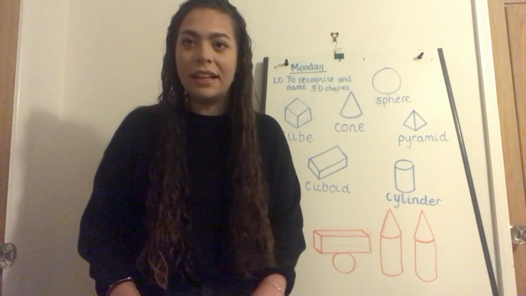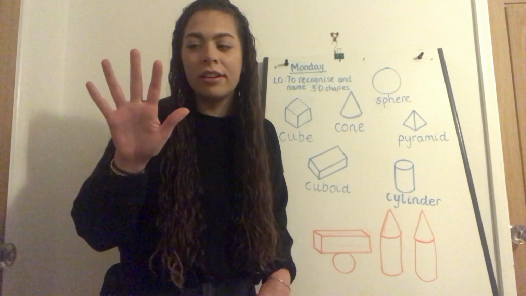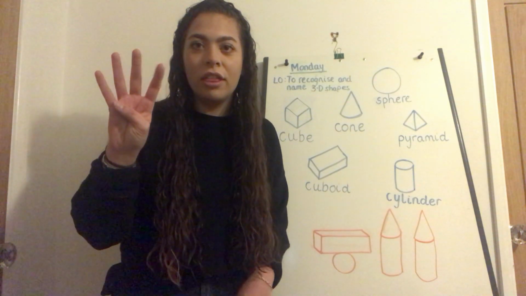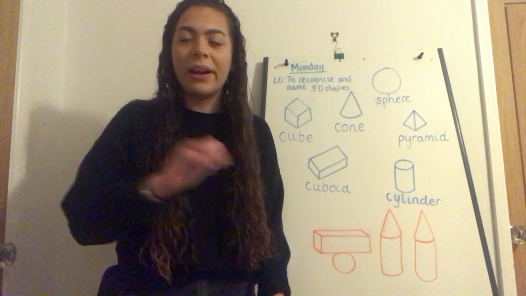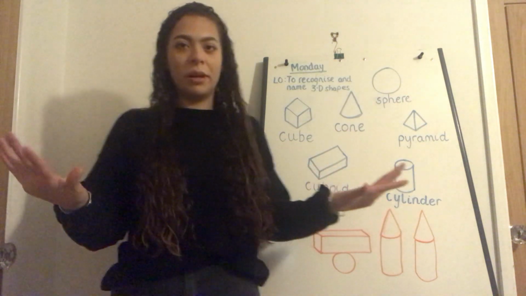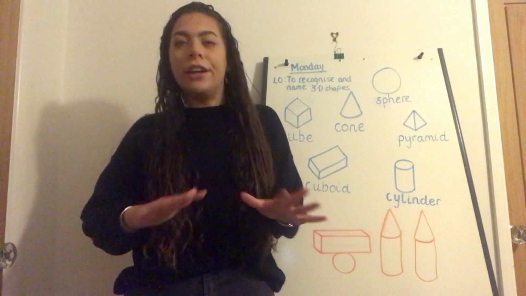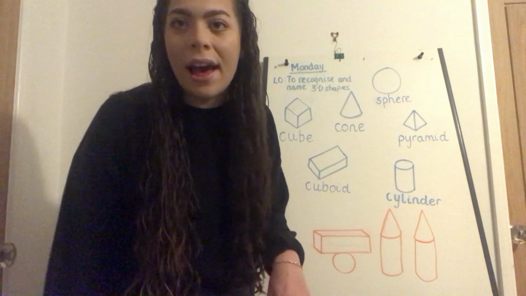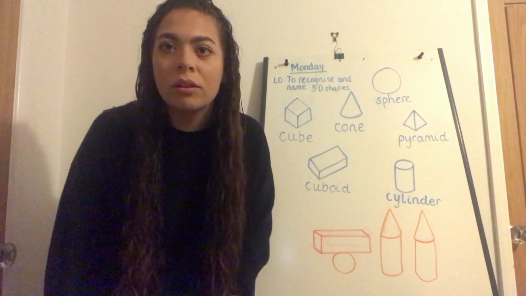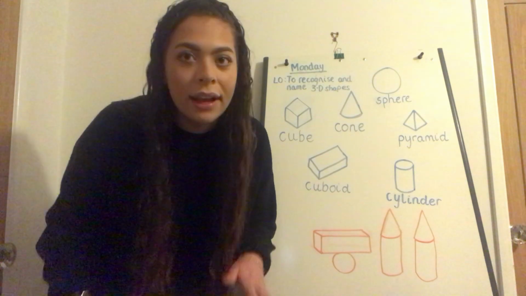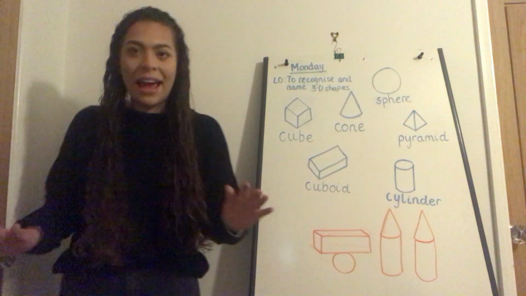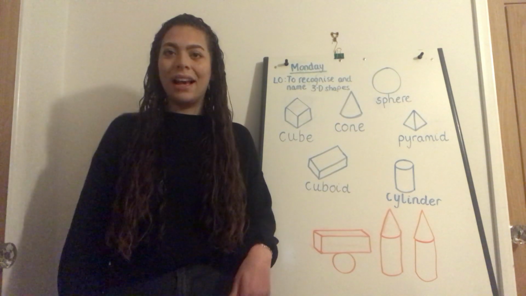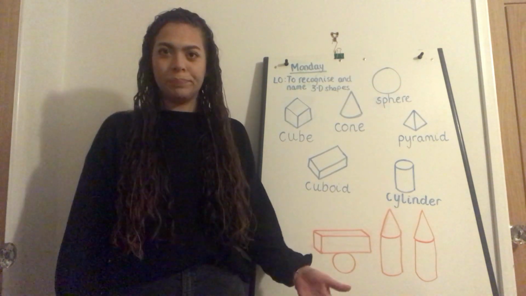Ready, steady, go. 5, 4, 3, 2, 1, 0. Okay, time's up. That's it, time's up. I'm guessing you said things like square, circle, rectangle, triangle, and maybe even some more. Good job. But today we are learning to recognise and name some 3D shapes.